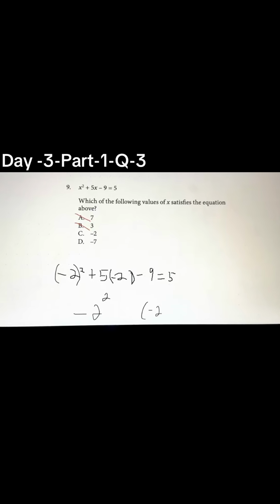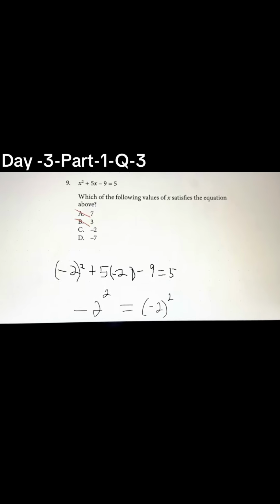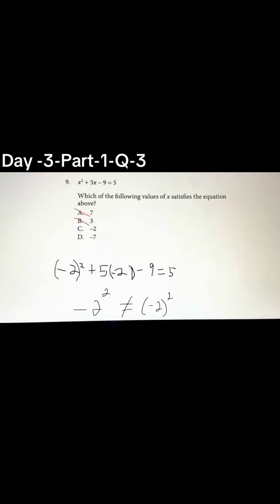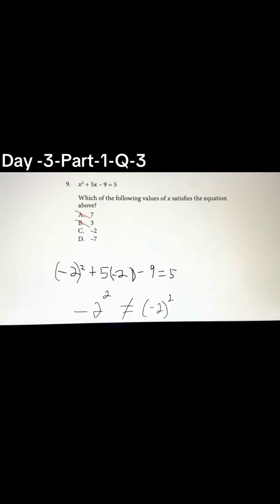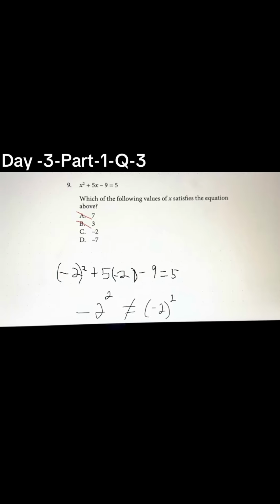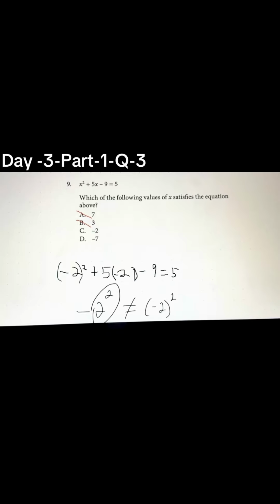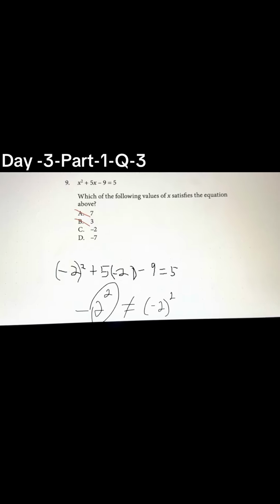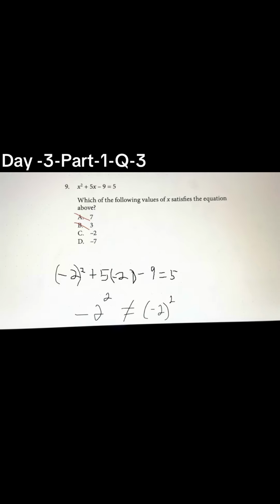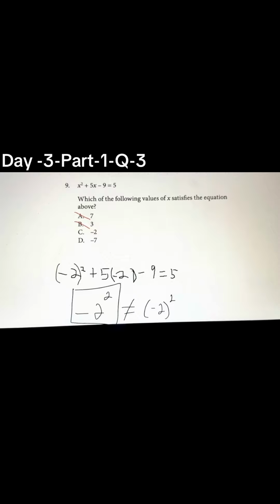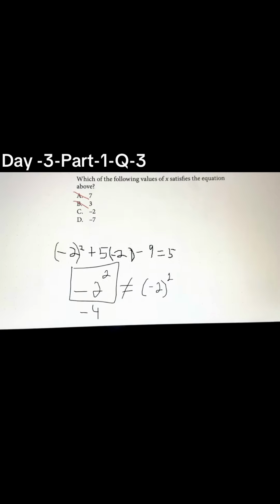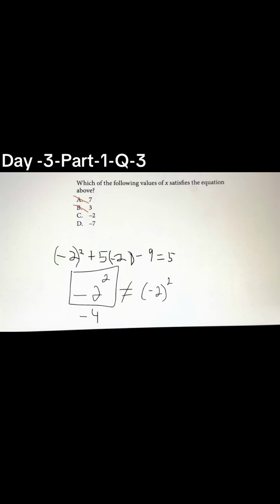Because there's a difference between negative 2 squared and, in parentheses, negative 2 squared. These are not equal. Did you know that, Jackson? Those are not equal. This means 2 squared is 4, so that's going to be negative 4. That's a negative 4 right there. And then that would be positive 4. And then the right hand side is positive 4.